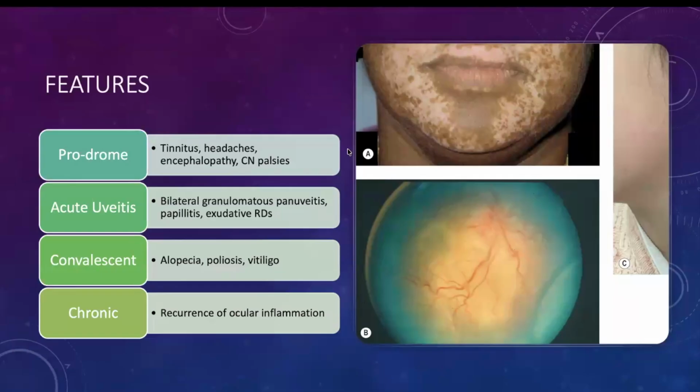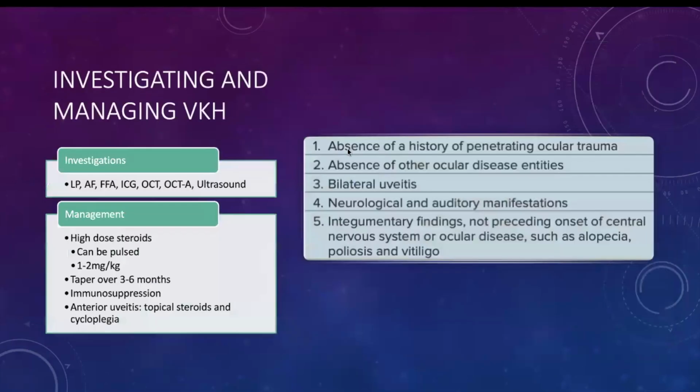And then after they move on from the convalescent phase, they go into the chronic phase, where they get recurrence of their ocular inflammation, and then they might need to be managed a bit more closely, or recurrently for ocular inflammation. You'll tend to investigate it, A, by looking for other causes. So things like lumbar punctures, you might want to do an autofluorescence, an FFA, an ICG, an OCTA to look for any CNVs, and an ultrasound as well. And you might find some choroidal thickening on ultrasound.